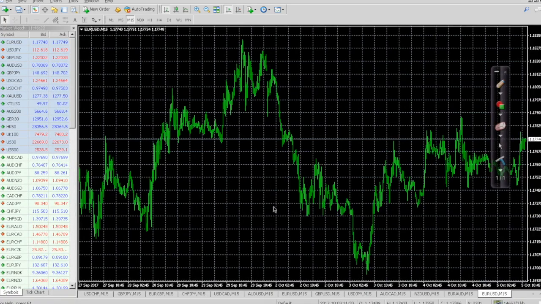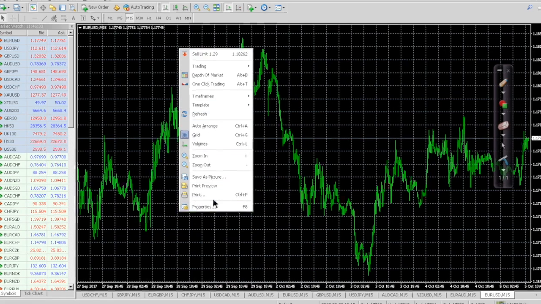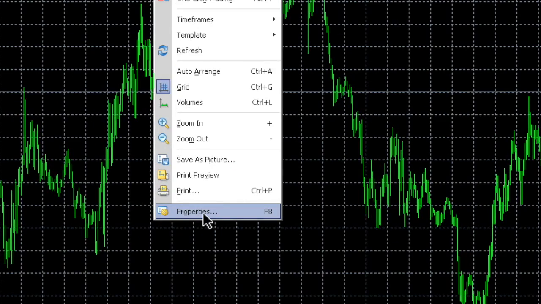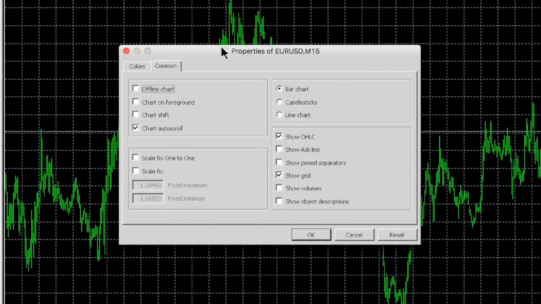Initially, the chart looks black and green, looks terrible, so we're going to set it up to our favorite colors, right? So first thing is to right click on the chart and you get this box, okay? So scroll down, go to properties and go to common, select candlesticks. So there you go. So once you select that, you will see the candlesticks on display, all right?